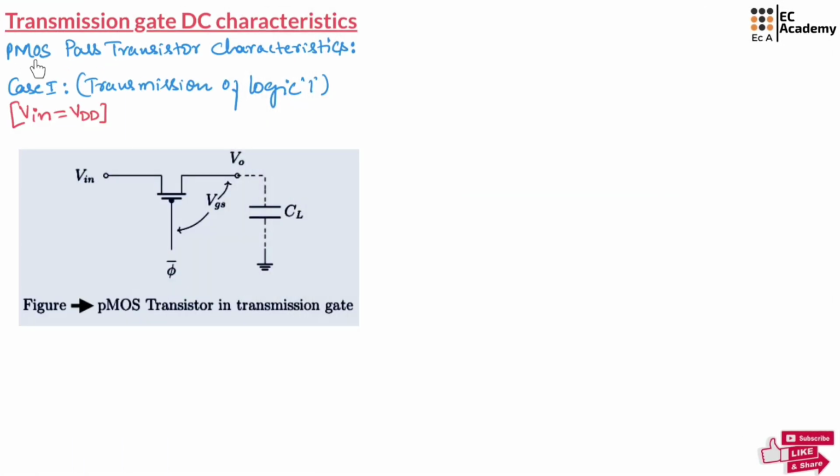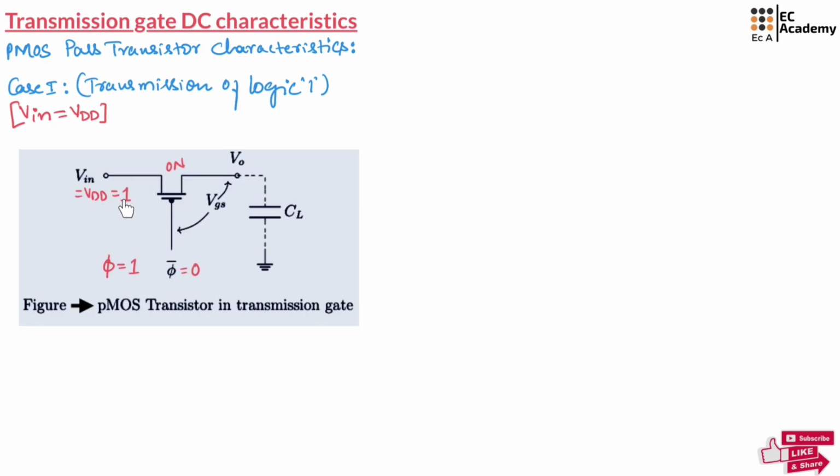Now let us understand PMOS pass transistor characteristics. Here the PMOS will behave as a complementary to NMOS, and the pass transistor characteristics of PMOS can be analyzed in two cases: when input is equal to VDD and when input is equal to 0. Let us consider the first case where the PMOS is transmitting logic 1 when input is equal to VDD.